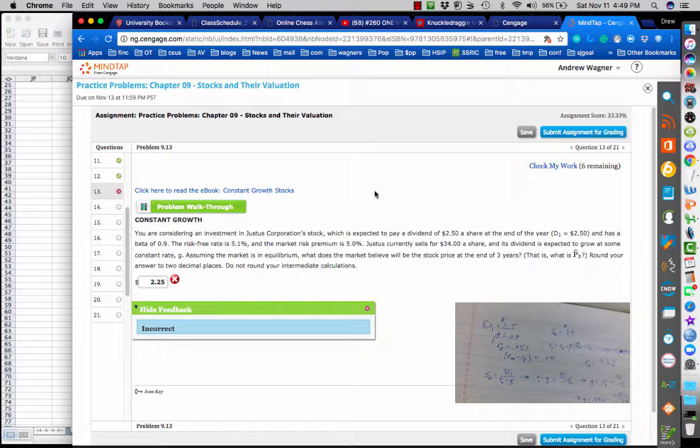But they're not asking for the growth rate, they're asking for the price in 3 years, which would be today's price times 1 plus the growth rate to the third power because it's 3 years. But we need that growth rate to solve for the price in 3 years. So the price in 3 years is today's price times 1 plus the growth rate to the third power. So that's $34, today's stock price, times 1.0225 cubed. And that gives us 36.35.